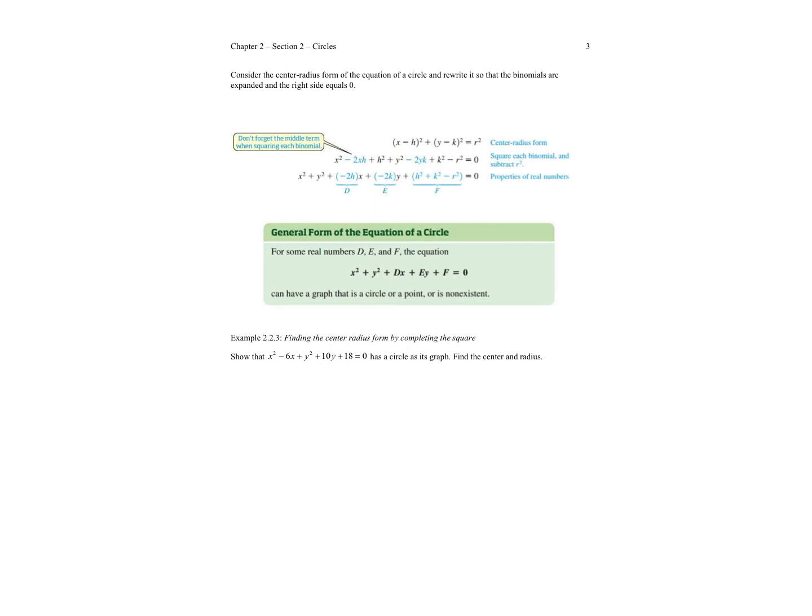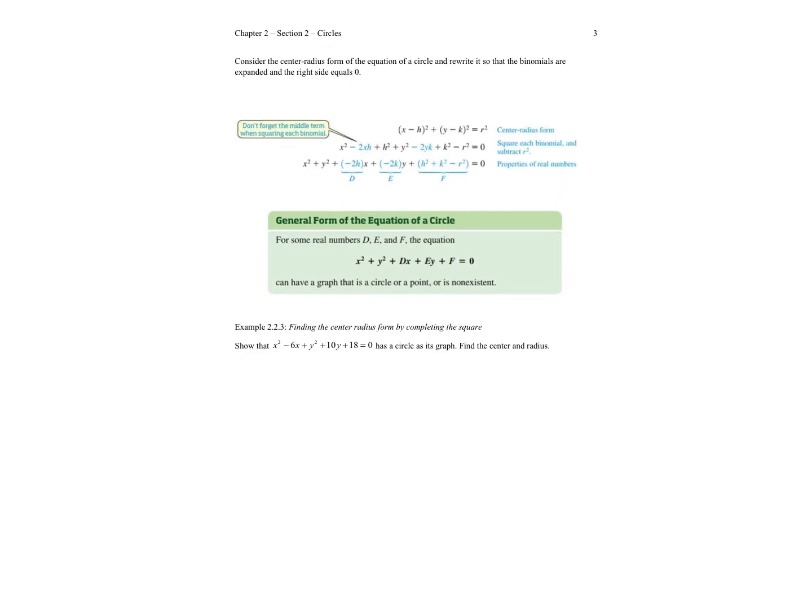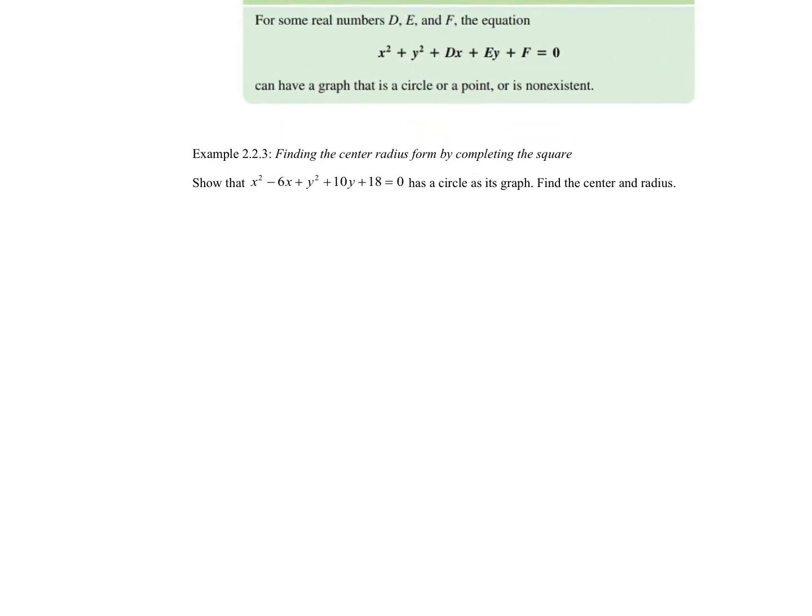Okay, in this next example, we're going to take another form of the circle equation, which is the general form, which is essentially the center radius form multiplied out and put equal to 0. But we're going to take that and use completing the square to take us back into the center radius form. And we can use the center radius form to more easily evaluate the circle. So let's go ahead and go down to this example.